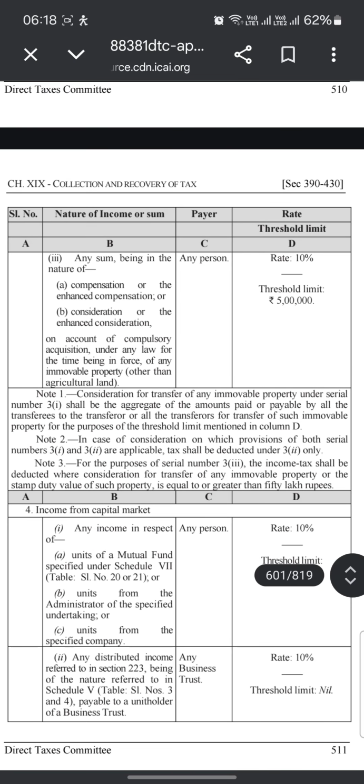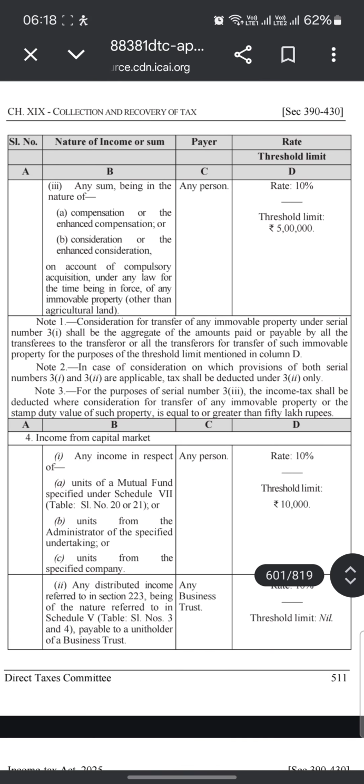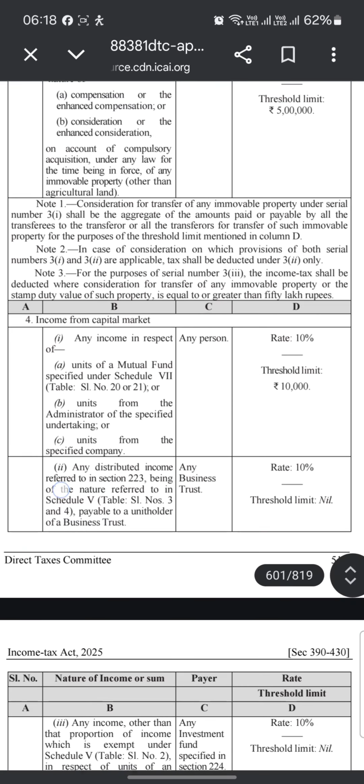Any sum being in the nature of consideration or enhanced consideration on account of compulsory acquisition under any law for the time being in force of any immovable property other than agricultural land, any person, the rate is 10%. The threshold limit is 5 lakh.